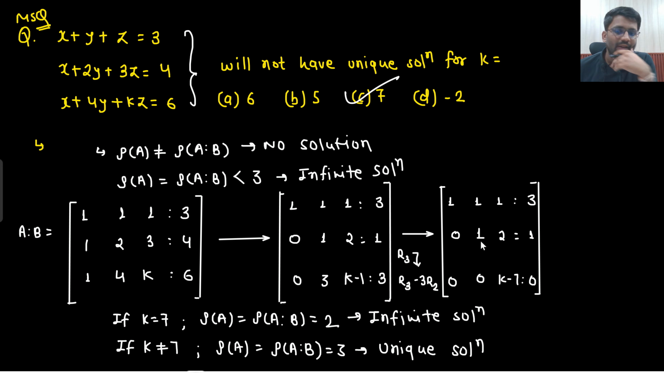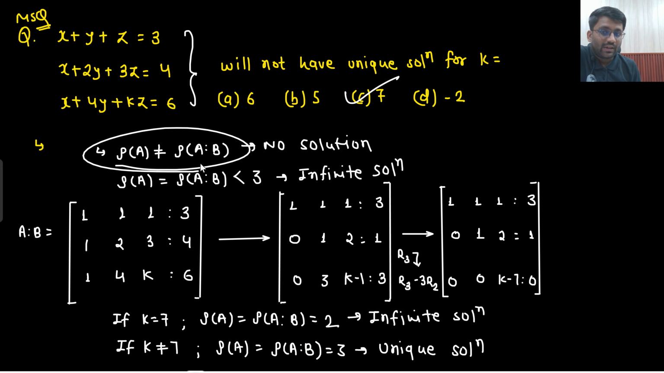And if I don't put K equals to 7, then what will I get? I will get a unique solution. Why is that so? Because rank of A would be equal to rank of A augmented B, that would be equal to 3. Is that understandable to you? So there is no chance that you can get this condition here. You can never get this condition here. Why is that so?